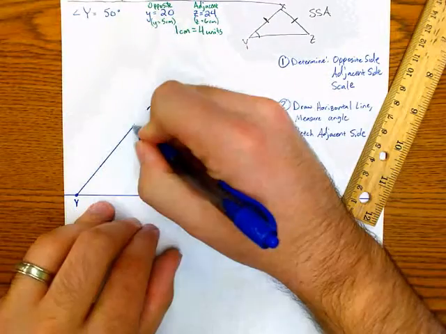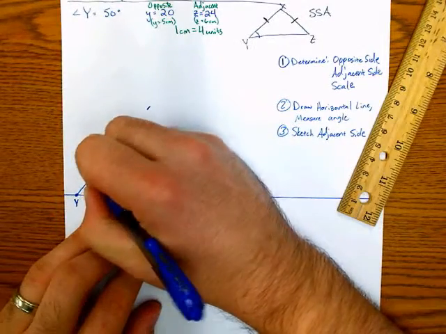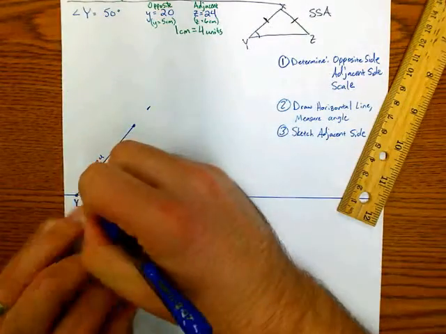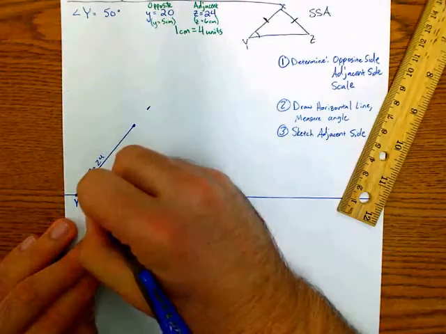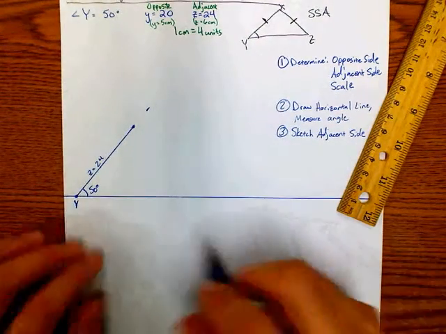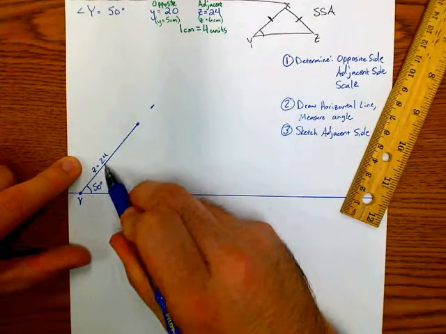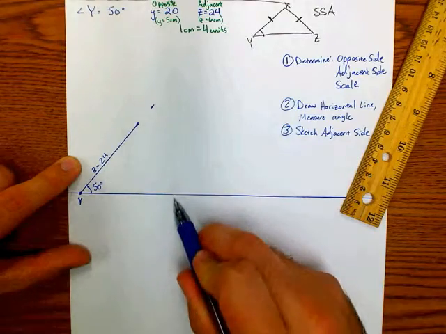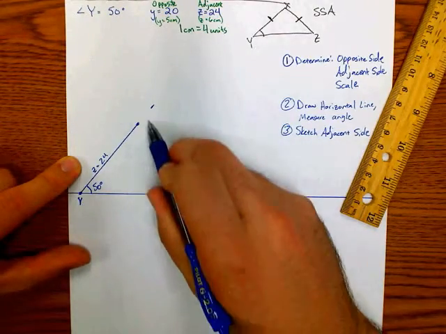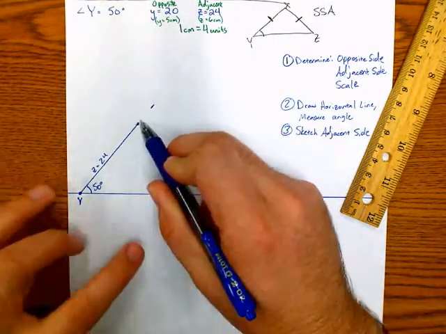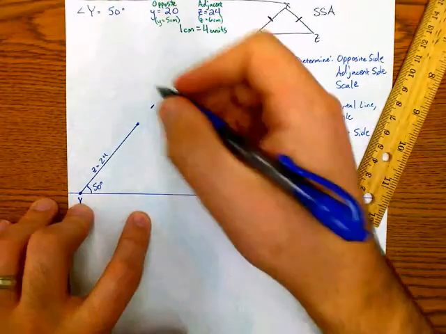This is side z. So we're going to say z equals 24. I'm just going to label it so we don't forget. Angle y is 50 degrees. We'll label that so we don't forget. Of course, if this is side z, then we know angle z has to be down here, which means this has to be whatever the third angle is. Since we're using y and z, I'm going to call this x.